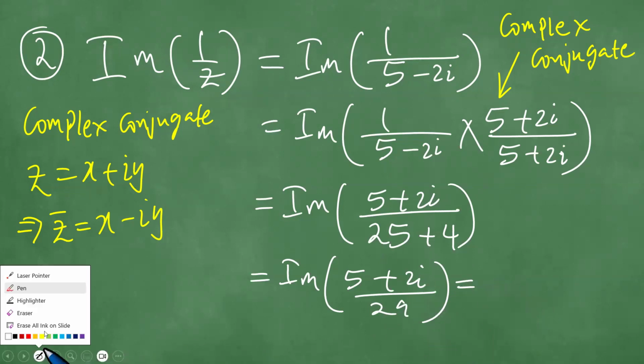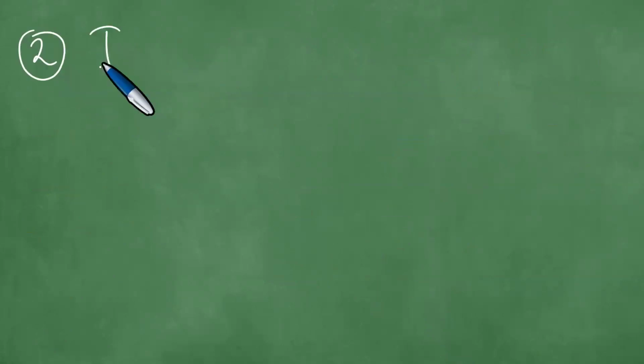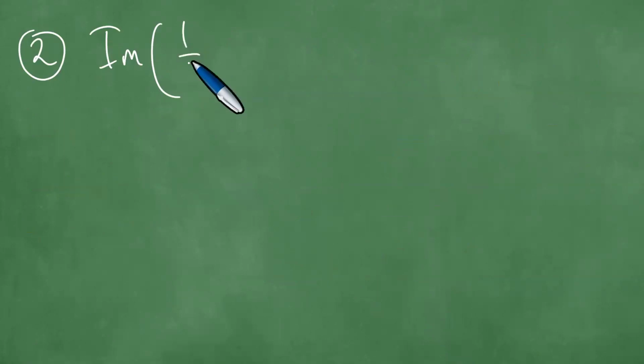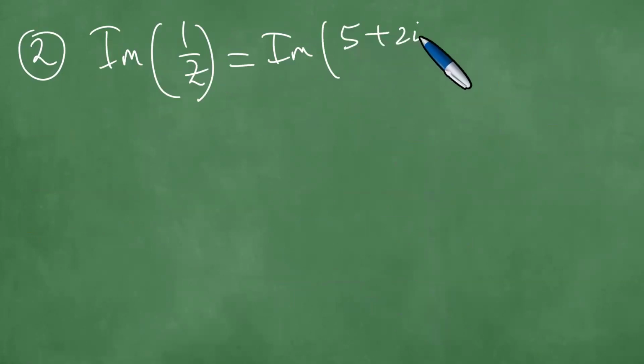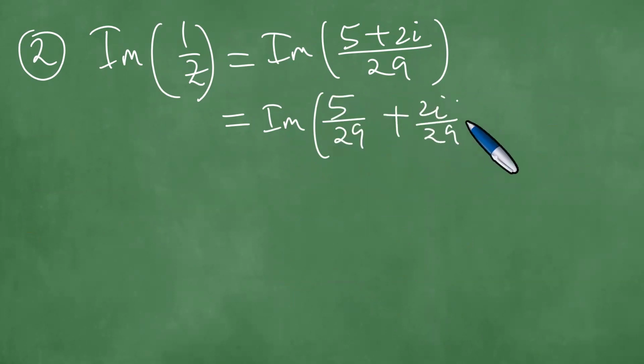Okay, let's do this one. Sorry. In other words, now we want the imaginary part of 1 over z. Okay, let's just start there to be more systematic. So we have the imaginary part of what we just got here, which is 5 plus 2i all over 29. And this is the imaginary part of 5 out of 29 plus 2i over 29.